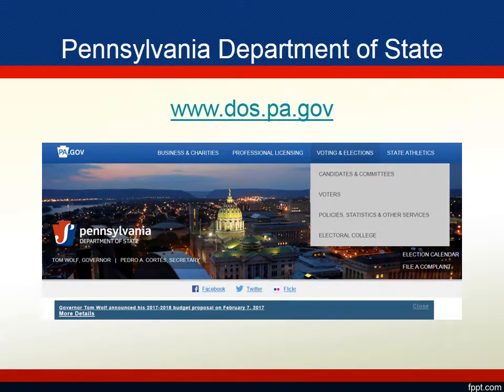The Pennsylvania Department of State website is your one-stop shop for everything related to voting and elections in the state of Pennsylvania. Visit www.dos.pa.gov for more in-depth resources.